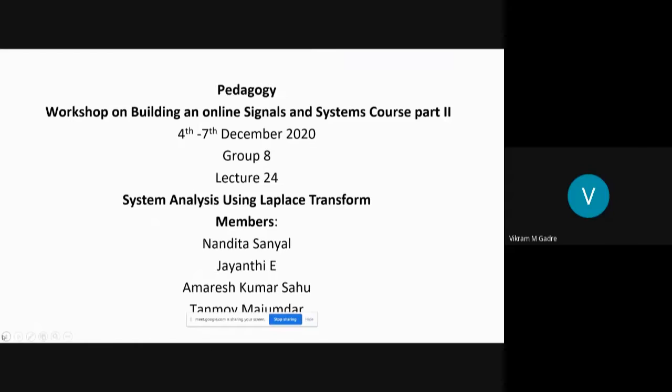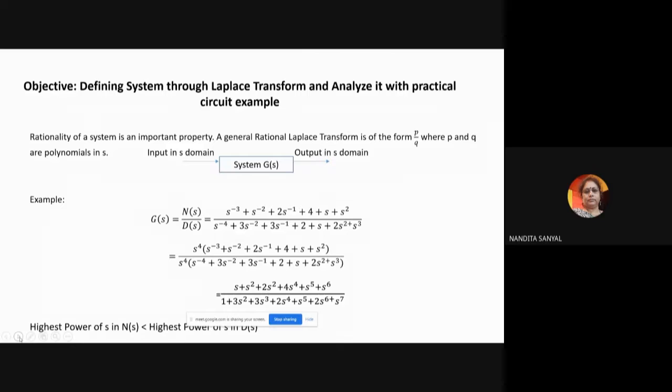Yes. So today is the concluding day of this pedagogy workshop on building an online signals and systems course, part 2. Today, on behalf of my group 8, I will be presenting system analysis using Laplace transform. Now, the objective of this lecture is to define the system through Laplace transform and analyze it with a practical circuit example. That is what I will cover in the lecture.